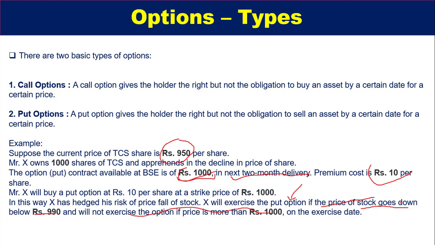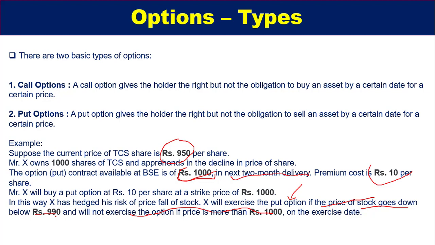If the price of the stock goes down below rupees 990, what he was thinking was that the price will be on the lower side from 950. Okay, and he purchases the put option at rupees 1000.